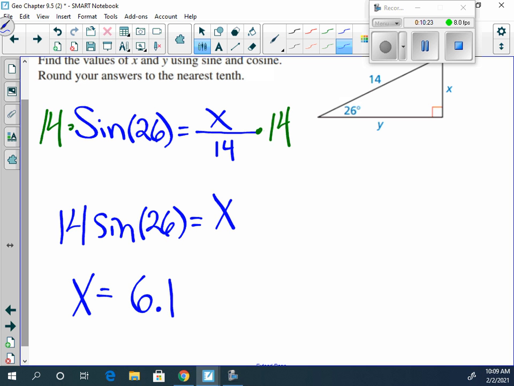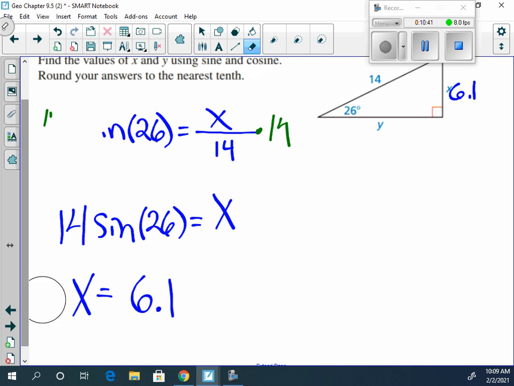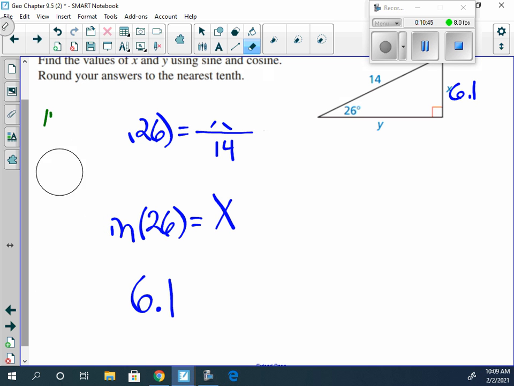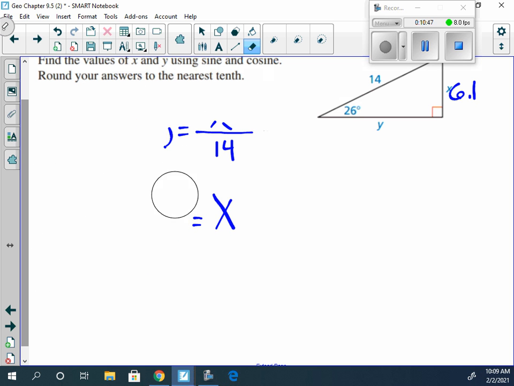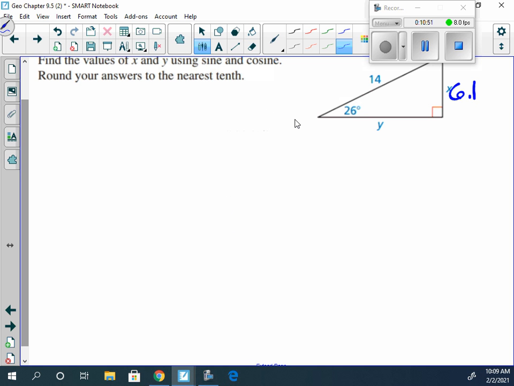Questions on this here? All right, now we need to find the value of y. So we found the value of x as 6.1. All right, I'm going to erase this here so I have a little more space so we can still see everything. So we want to find the value of y.